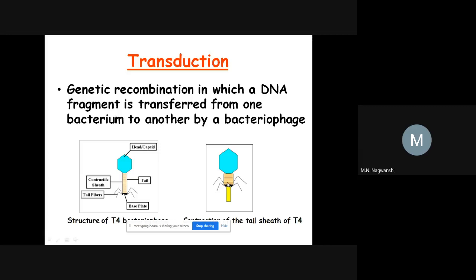When the contractile sheath contracts, this virus inserts its tail into the bacteria and transfers its genetic material. The whole virus is not entering inside the bacterial cell, but it is transferring only the genetic material inside the bacteria. It releases its genetic material.